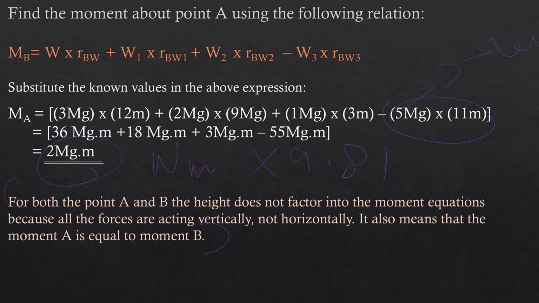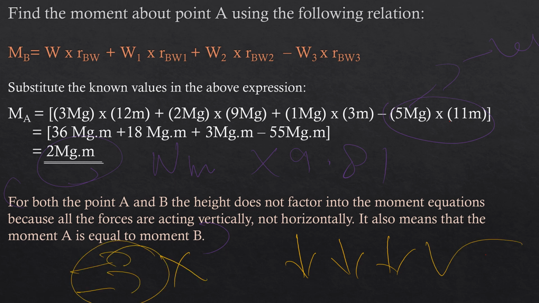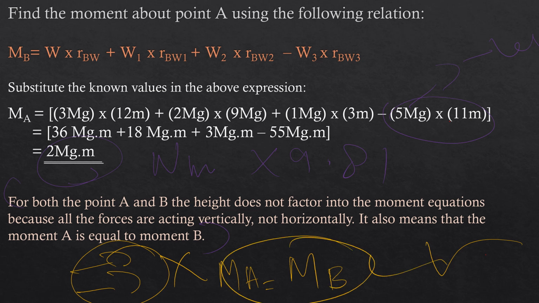The height does not factor into the moment equation because all the forces are acting vertically downwards, and there is no force acting horizontally. So the moment at A will be equal to the moment at B. So yes, that's it about the question.